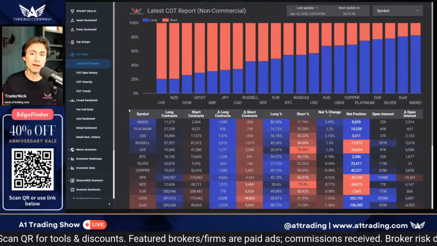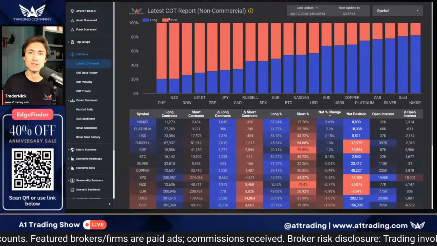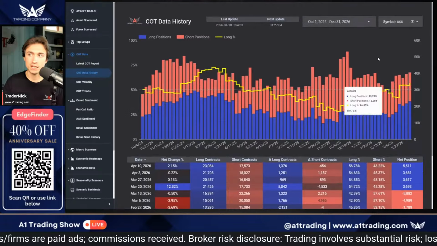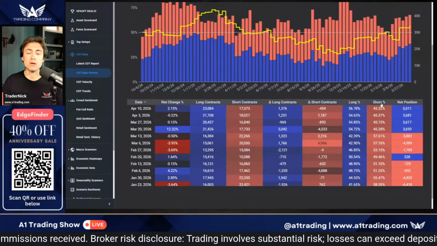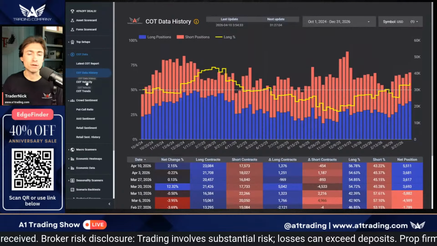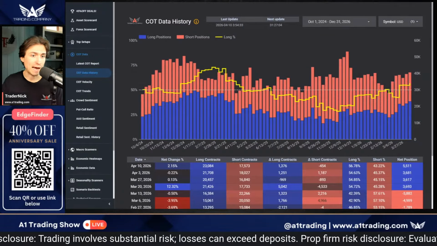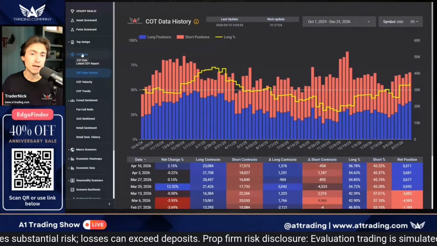Of course, you still have all of our classic charts here for tracking institutional activity, like the latest COT report. And of course, COT data history, which gives you one asset at a time in very granular detail. So you have all of this in the EdgeFinder now. If you already have EdgeFinder, there's no additional charge for this. It is just added to your EdgeFinder. You can now access it under COT data here.